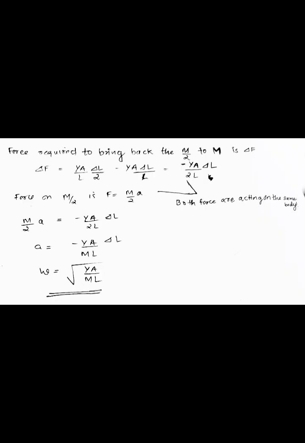We know that A is equal to minus omega square x, where x is the displacement. Here the x is delta L. So here omega is equal to square root over YA by ML.